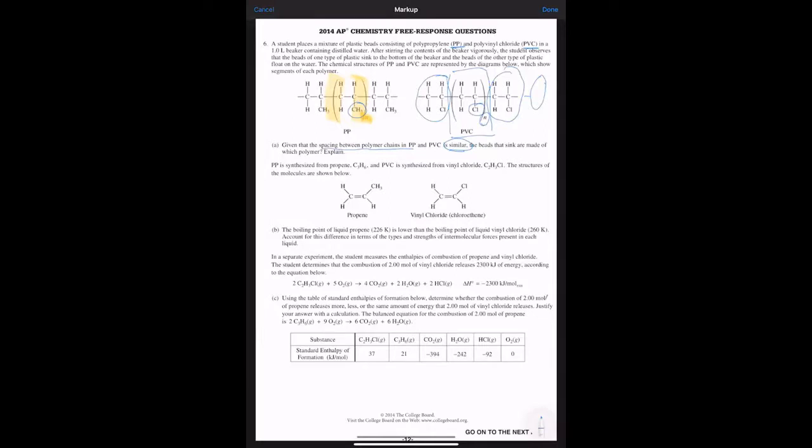And then if you compare the atomic weight of these two groups, you may realize that chlorine has a higher atomic weight than the CH3 group. So in this case, we can decide that because this one is heavier, the PVC will sink in the water. So that is because the chlorine atom has a greater mass than the methyl group.